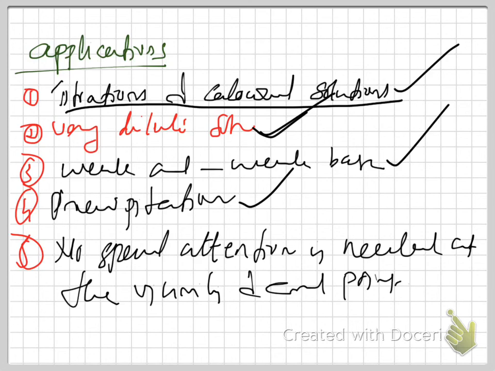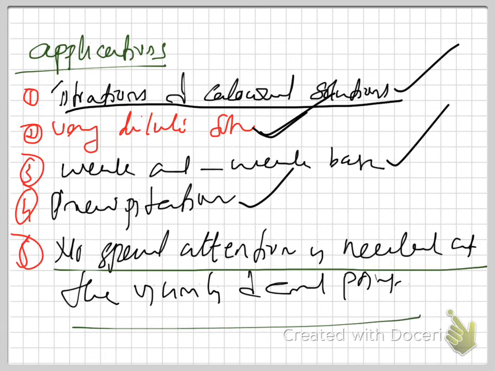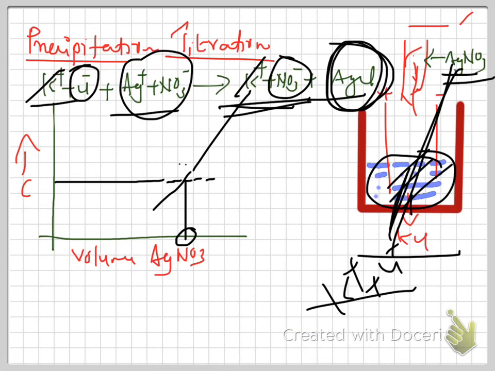The most important one is that no special attention is needed at the endpoint because we are determining it graphically, not from the color change. It is from the graph that we get the endpoint. So you can add the solution continuously. At some point the line will automatically shift to here. From these two lines we will get the endpoint. There is no need of proper care while doing the experiment. We don't have to be much bothered about the endpoint while doing the experiment. Definitely the endpoint will be obtained from the graph without any error.